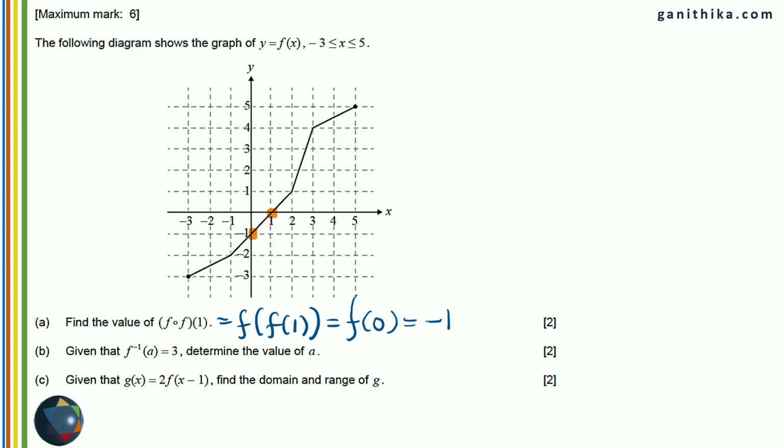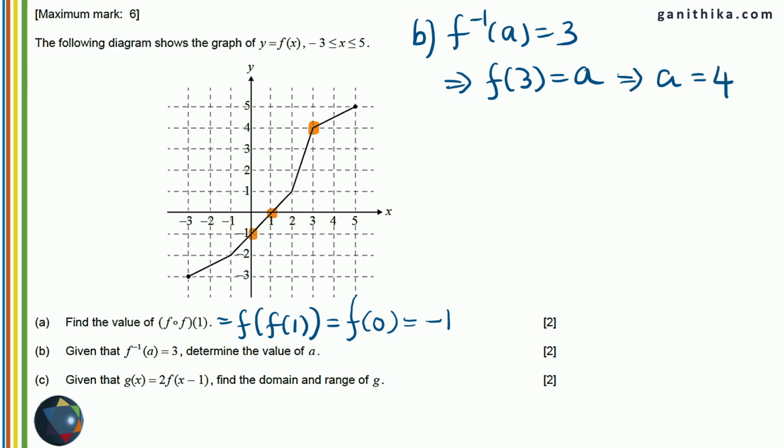For question B, f inverse of A is given to be equal to 3. If you rearrange, we can say that f of 3 is equal to A. So, look at the graph for f of 3. It's here. So, the value for f of 3 is 4. Therefore, A is equal to 4. And that's all for question B.